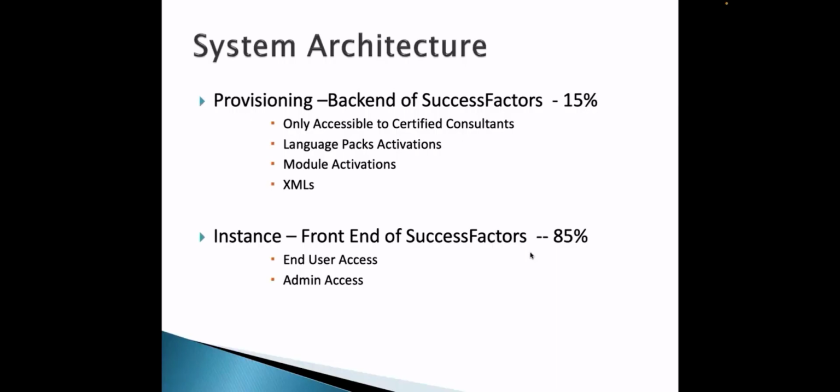Whereas the instance system is the front end, the system where all the employees of the client will be logging in. Every employee will have their ID and password to log in. That is the end user system, and it is where the majority of our project activities will be. So 85% of the project work, the configurations, we do on the instance. This is what we have been discussing at the introduction level about the product of SuccessFactors, the cloud model, and how it functions.